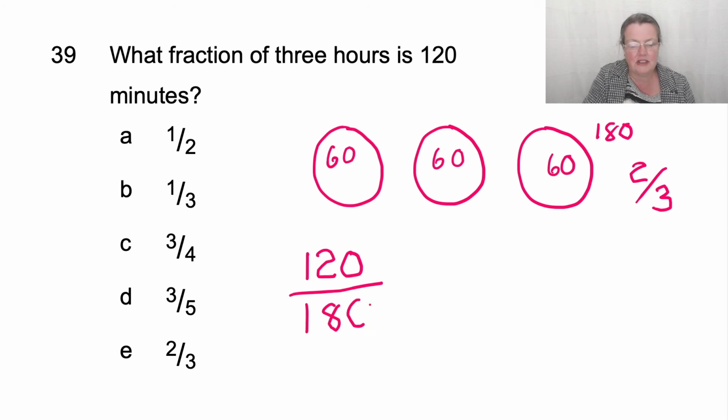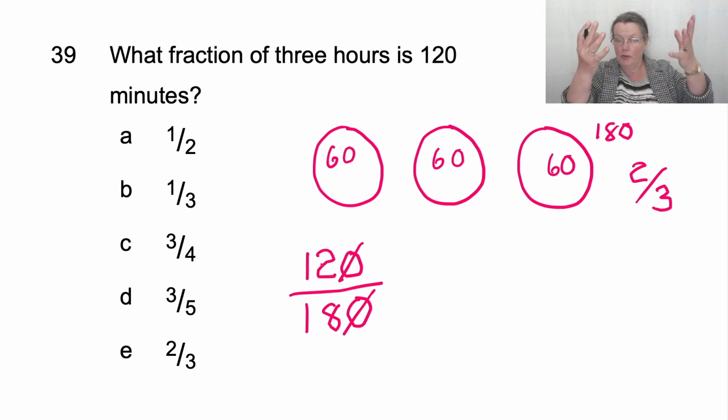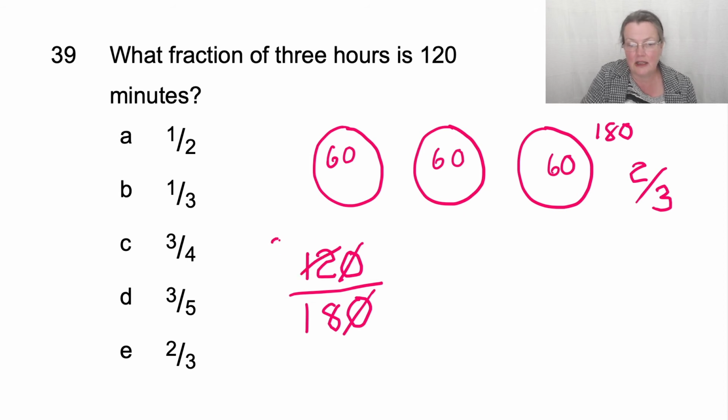And now we have to simplify it. So we divide the top and the bottom. The numerator is the top, and the denominator, because demons come from down below. So we've divided top and bottom by 10. And then what will go into both of these? 6. 6 goes into that twice. 6 goes into that 3 times. So the answer is still 2/3.